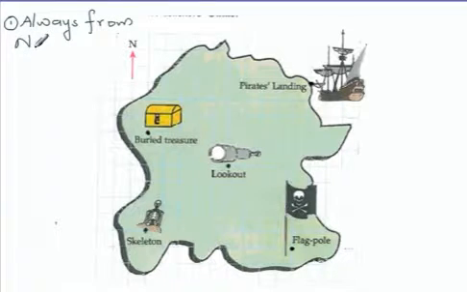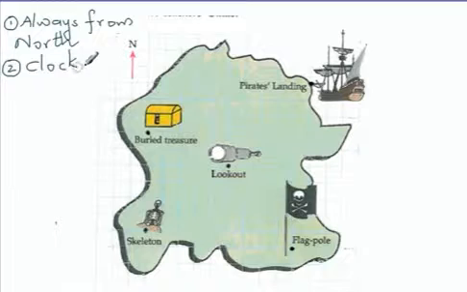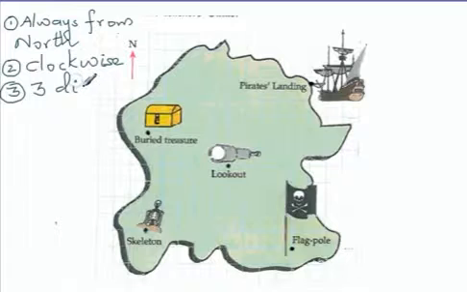The second condition, or the second convention, is it's always measured from the north clockwise. And the third convention is we always write them in 3 digits. So let me go over these three conditions in one example.